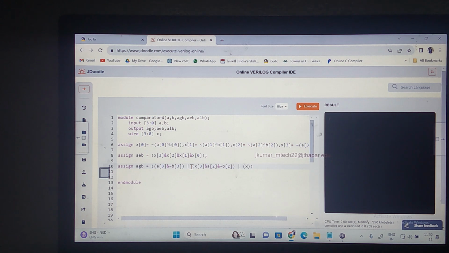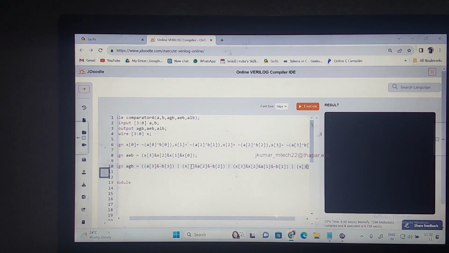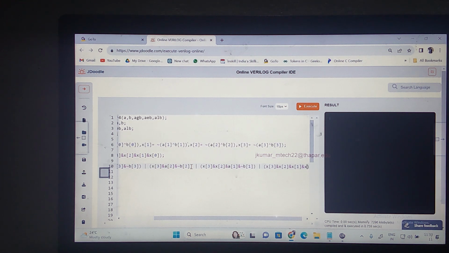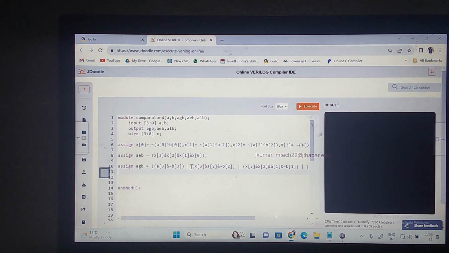Okay, next this is x of 3 and x of 2, right? And A of 1 and not of B of 1, right? Again this is OR of x of 3 and x of 2 and x of 1 and A of 0 and not of B of 0. I'm going to end this. Right? This is for A is greater than B.